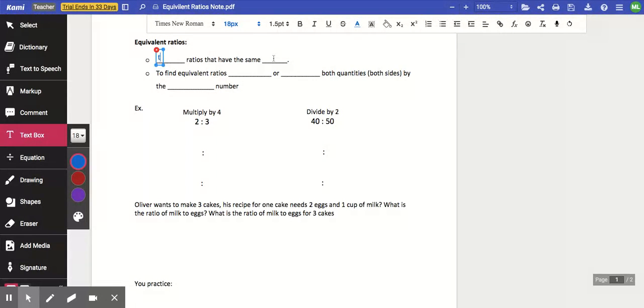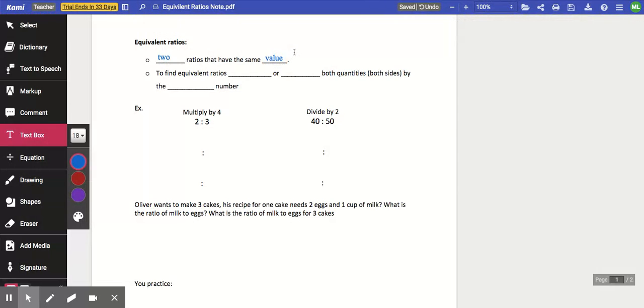Equivalent ratios are a set of two ratios that have the same value. So they have the same worth. They're worth the same amount. They might have different numbers, but in the end, they are worth the same amount.